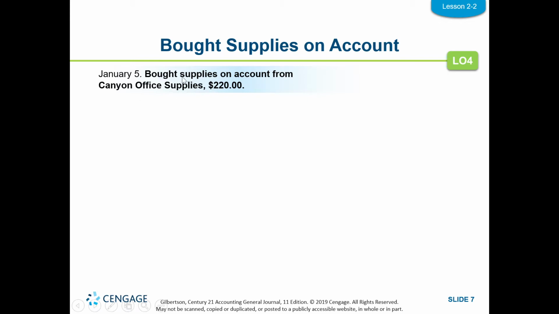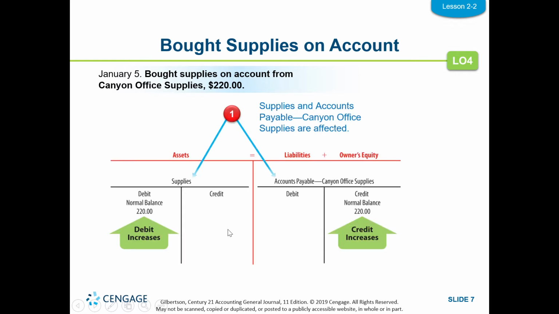So again, I'm going to ask what two accounts are affected. Well, I bought supplies, so my supplies account is going to be affected. Now remember when we said on account, that's going to be a liability. We're going to agree to pay for it later. So we bought on account from Canyon Office Supplies. So our two accounts affected are supplies and accounts payable, Canyon Office Supplies.